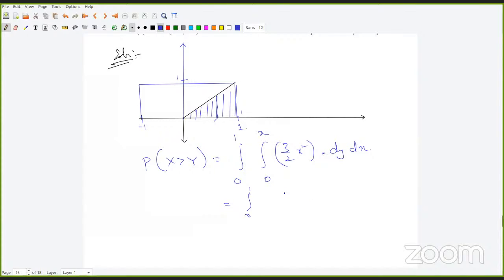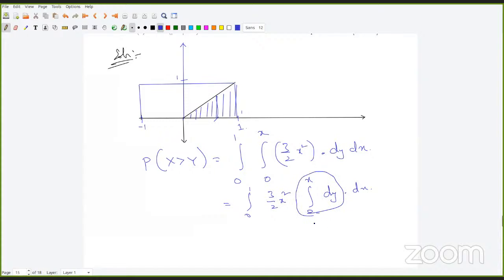This is the mistake we make. Here we are integrating 3 by 2 x square with respect to y. 3 by 2 x square is actually a constant when we integrate with respect to y. So it goes outside, and we just integrate y from 0 to x, dy dx.